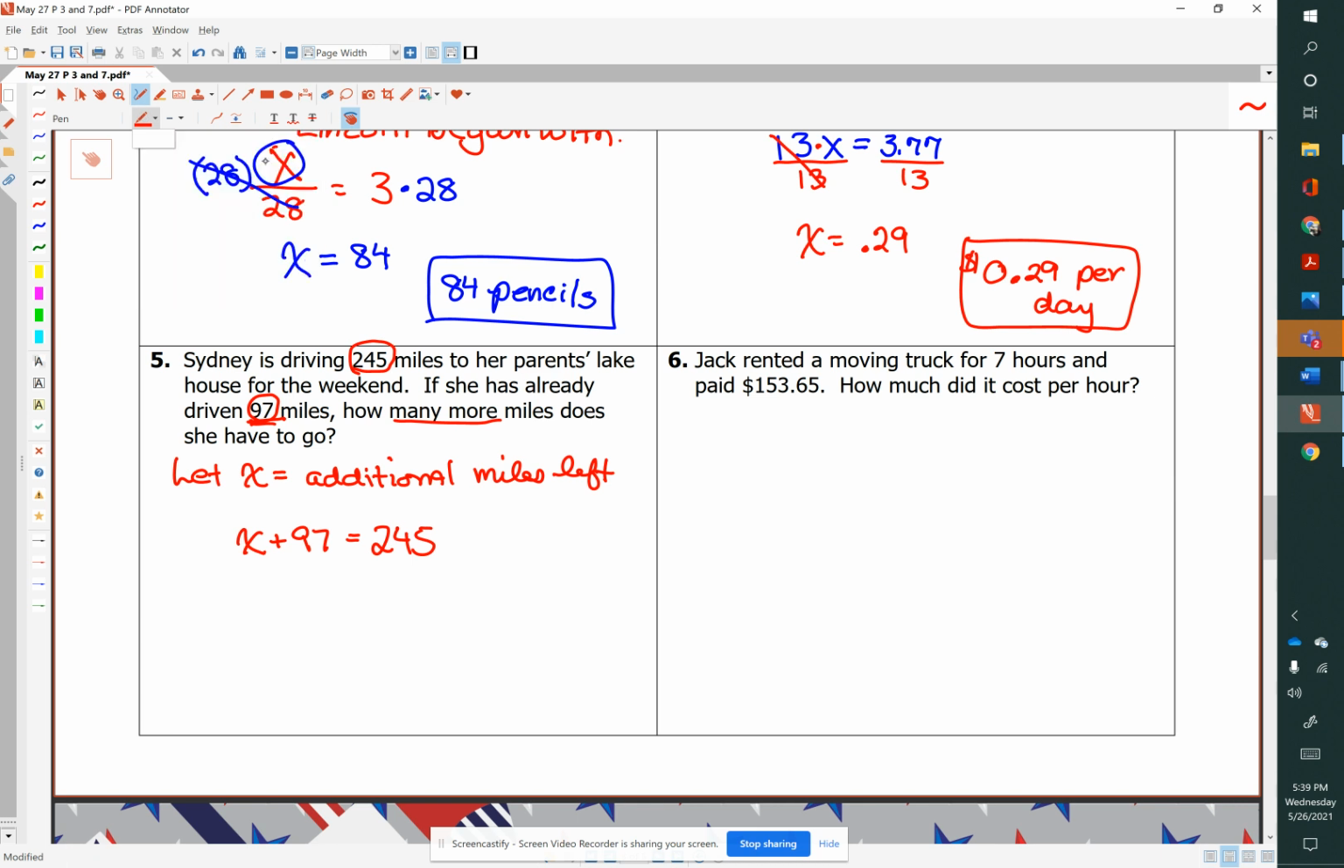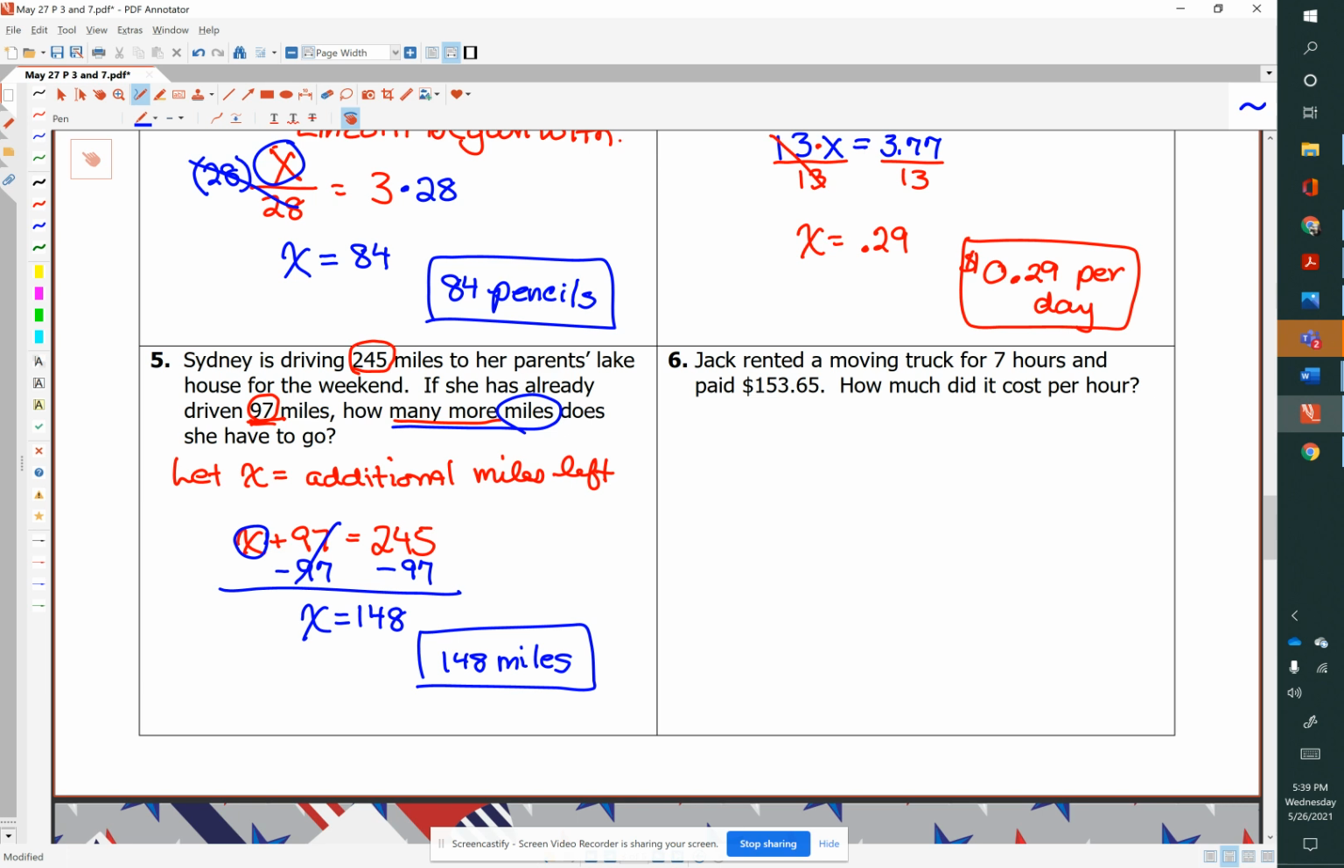To solve this problem, we'll ask what is happening to x. 97 is being added. The inverse to addition is subtraction, so we can subtract 97 to isolate x, but whatever we do to one side of the equation, we have to do to the other. So now x is isolated on the left, and on the right, we see that 245 minus 97 is 148. But what did they ask us? How many more miles? So we'll answer in miles, 148 miles.